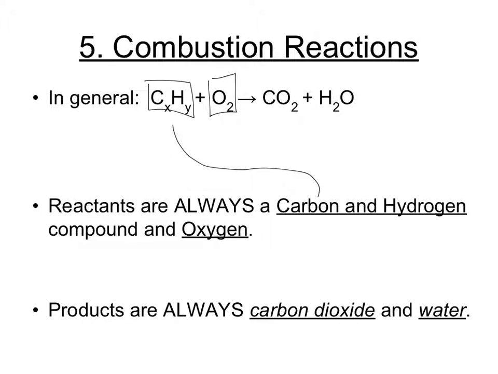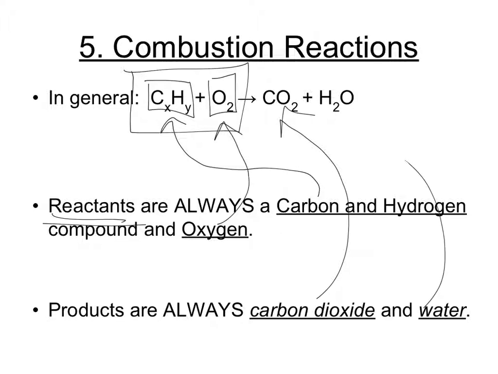So notice how here we have a carbon and hydrogen compound. Here we have oxygen. Those are always going to be the reactants, always on the left side. Then the products are always going to be carbon dioxide and water. Those are the things that are produced, and that's how you know that it's a combustion reaction. So let's look at a few, and I'll show you how to identify them.